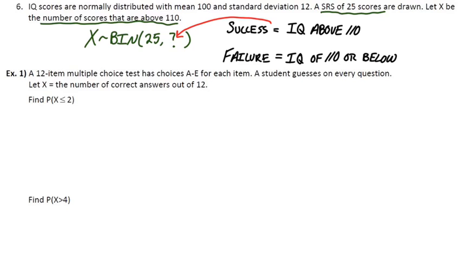Okay, let's go to example 1 here. It talks about a 12-item multiple choice test. It says it has choices A through E for each question. A student guesses on every question.